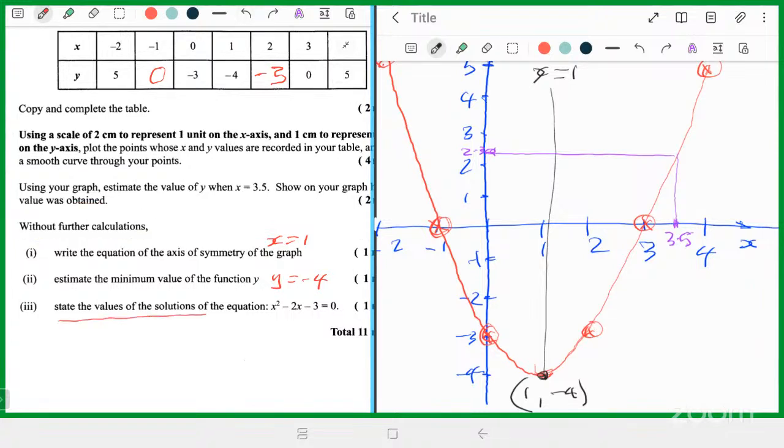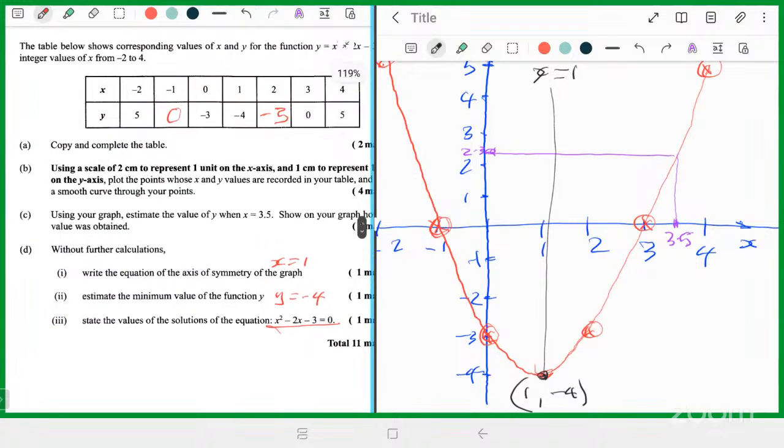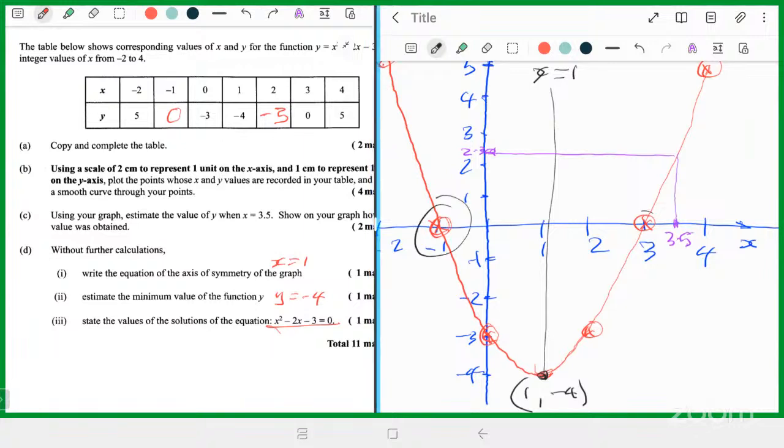State the values of x for the solution. This one is kind of easy because they were in the equation here. So it's -1 and 3 right here. It should be -1 and 3. x equals -1, x equals 3. So this one is kind of straightforward.